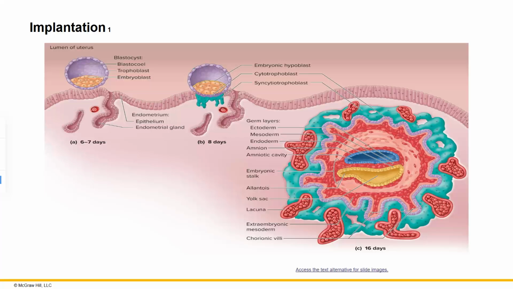So this is a diagram of that process happening, the implantation event. It will stick, it forms roots, and then it gets encapsulated.